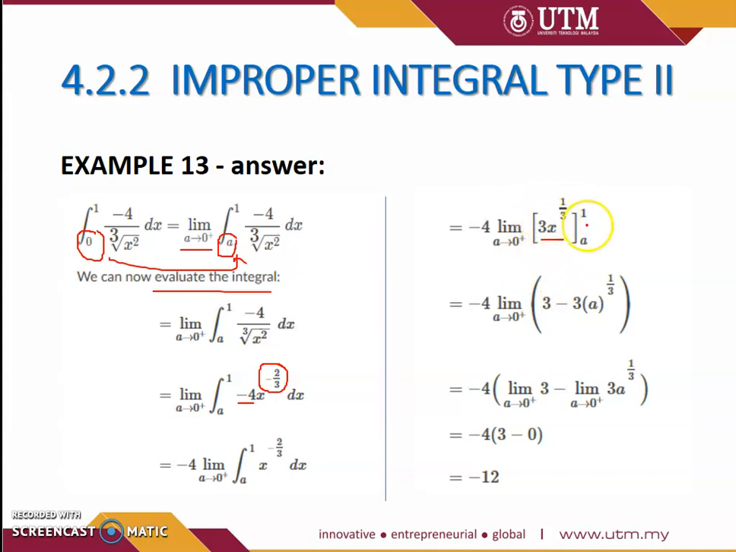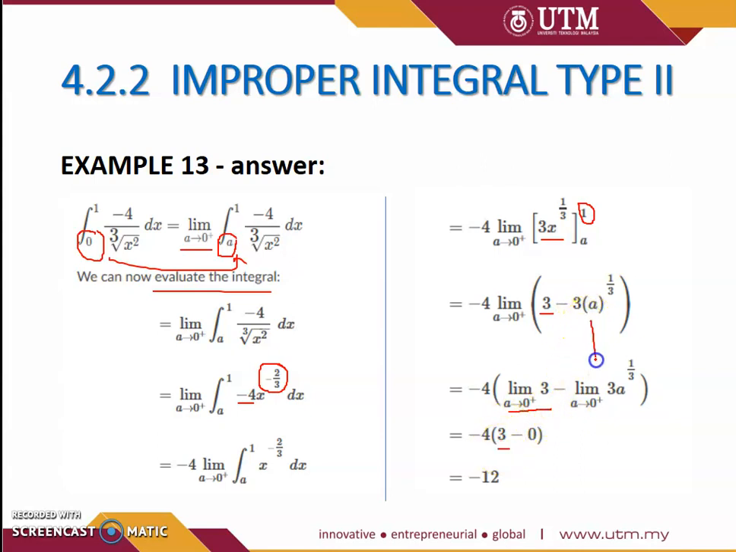Okay, so now we just need to substitute the limit. The first limit is 1. So 3 multiplied with 1 to the power of 1 over 3 is still 3. Then minus, the next substitution is A, so 3 multiplied with A to the power of 1 over 3. Now we can separate the limit. The first part we don't have any problem, because we don't have any A, so as A tends to 0, the 3 remains 3.